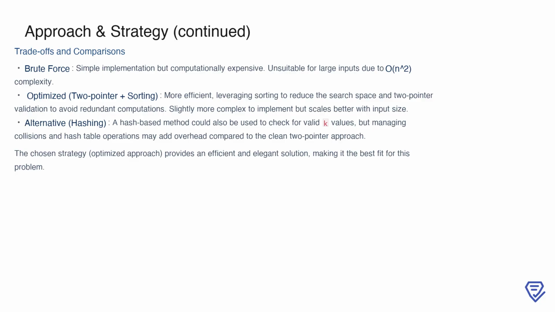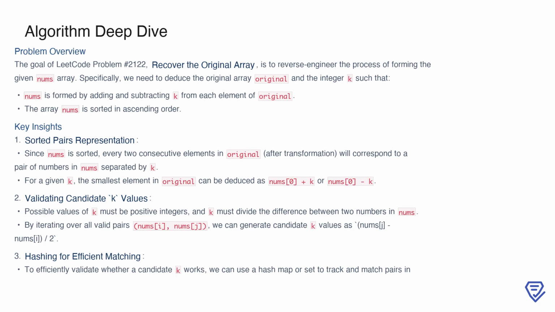accurately. In this problem, we are tasked with recovering the original array, original, and the integer k that was used to create the sorted array nums. The transformation involves adding and subtracting k from each element in original to form nums, which is then sorted in ascending order. To solve this, we need to reverse this process.